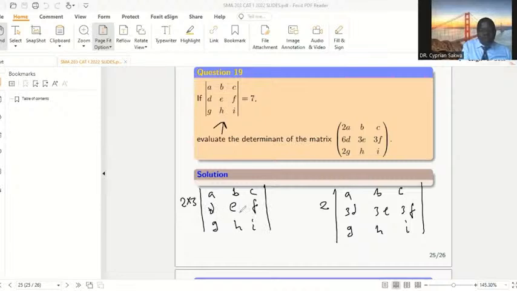I know the determinant of A, B, C, D, E, F, G, H, I is 7. So then I have 6 times 7, which is 42. And that is the required determinant of this matrix. Let's move to the last question.